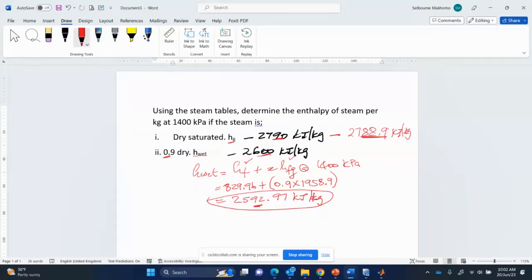So these are the two methods that you can use to double check your answers. The question did not say use a Mollier diagram. I'm the one who decided to bring a Mollier diagram so that at least you understand how to use it. It simply said calculate hg and wet steam at 1400, and that's it. So the correct answers are 2788 and 2592. So we are done with the first one.